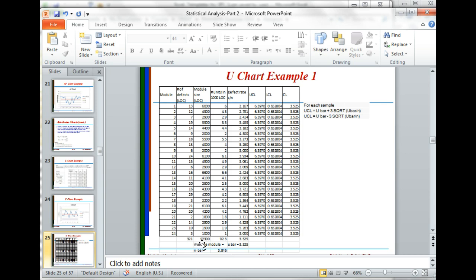And at the bottom, I've averaged the size of the module and the number of units. The average of the rates here is 3.25. And for the sample size, because these are the number of units, if I take the 92.3 and divide it by 24, I get 3.84, which is my n bar, the average unit size. So what's the formula for the upper and lower control limit for the U chart? It is U bar plus or minus 3 times the square root of U bar over n, which in this case we'll use the average of n.